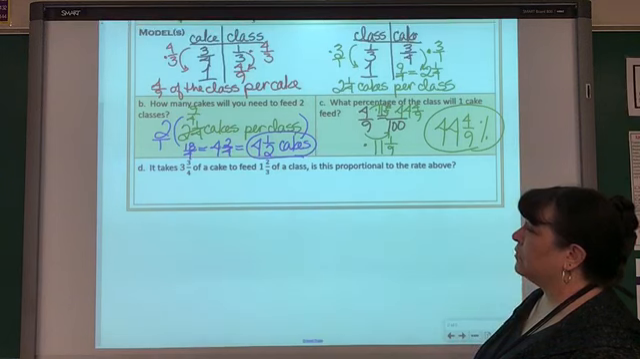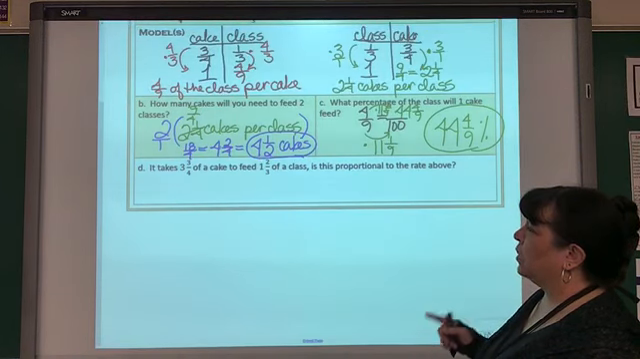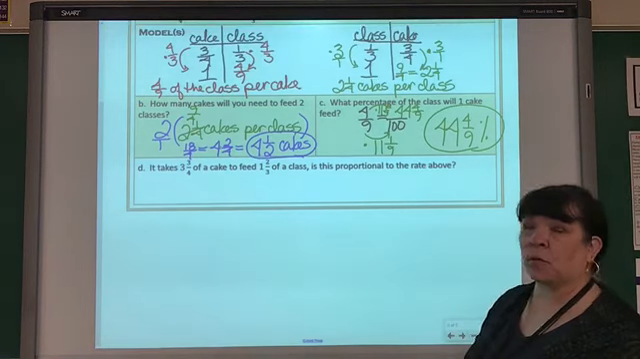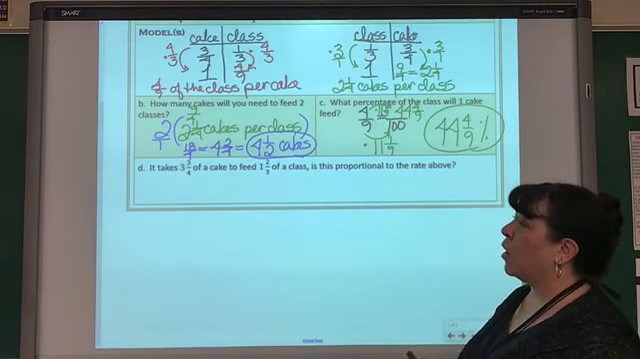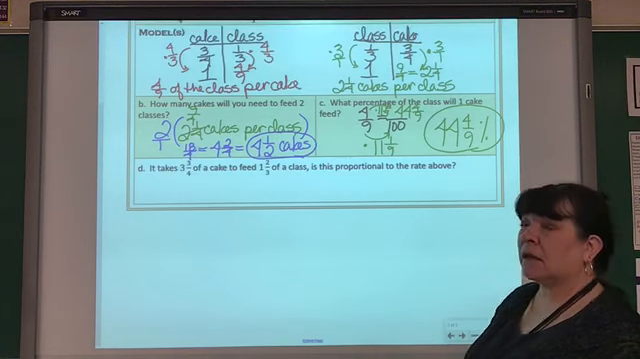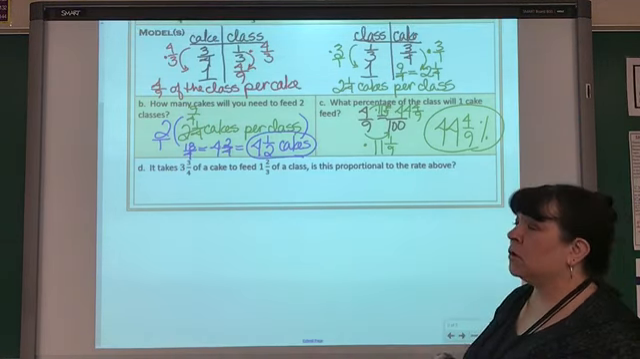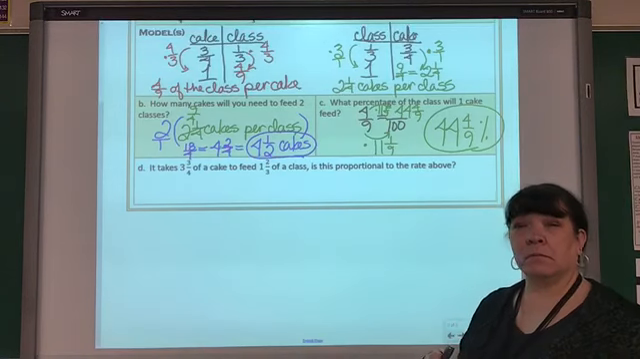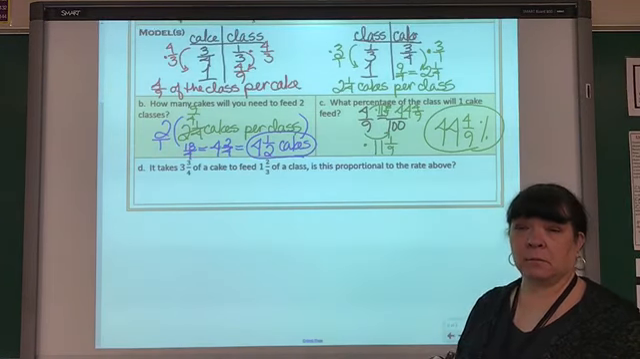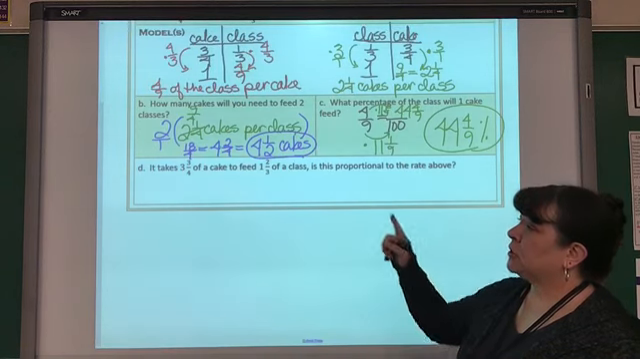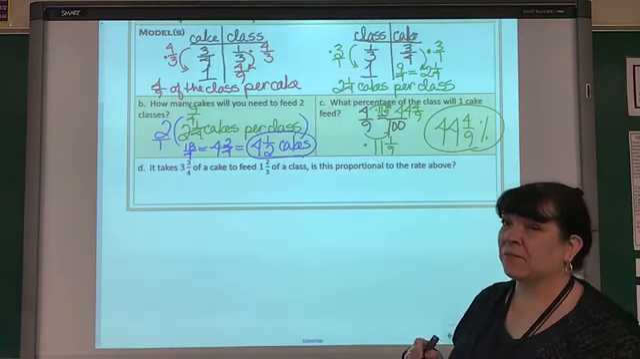All right, let's take a look at this last scenario. It says it takes 3 3/4 of a cake to feed 1 2/3 of a class. Is this proportional to the rate above? Well, we can look at this in multiple ways. We could do one of the models. We could figure out how much 3 3/4 cakes feed.